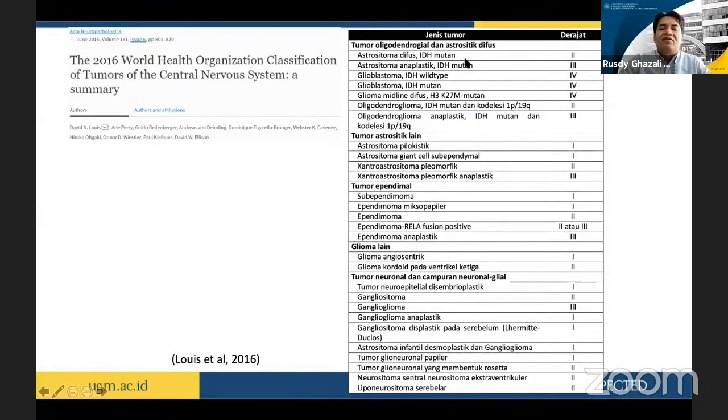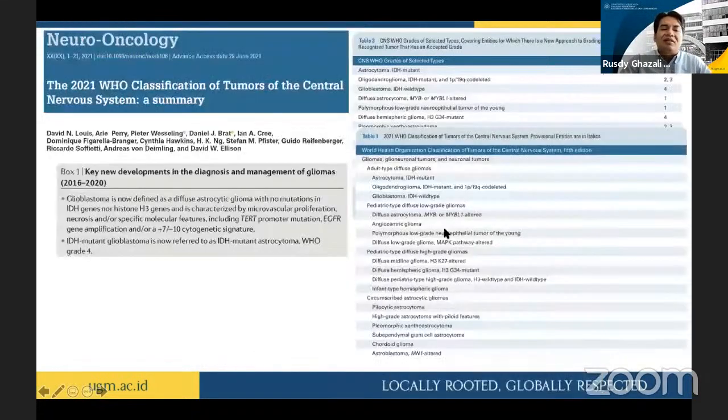So based on that, WHO reclassified this tumor based on the type of mutations that happen. For example, astrocytoma diffuse IDH mutant, glioblastoma IDH mutant, and IDH wild type. So the diagnosis already includes molecular characteristics.